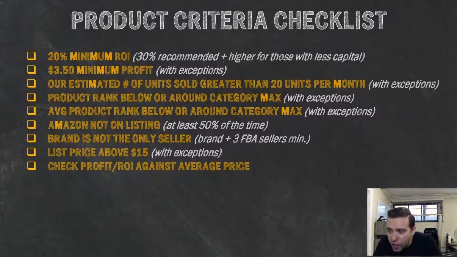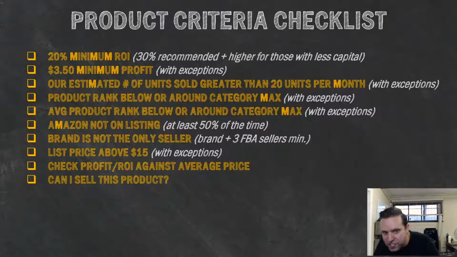Next, check your profit and your return on investment, your ROI, against the average price. Do this all the time. Look at the product's average and say, if someone kills the price or it goes back to that average price, am I going to be okay? What am I going to be making if I'm selling it at the average price? Does that work for me? Does it not? Use that to help you make your decision.